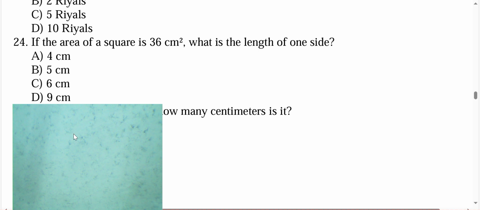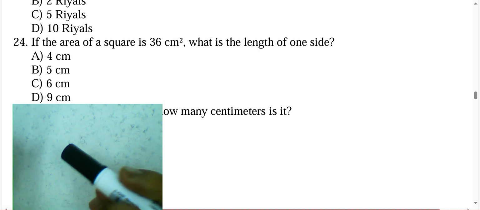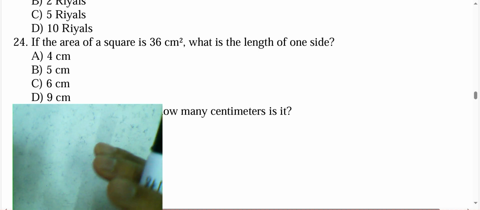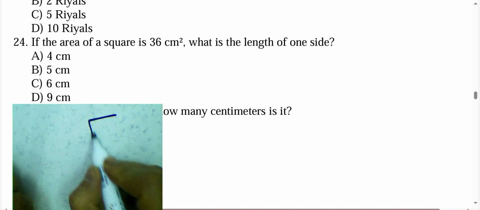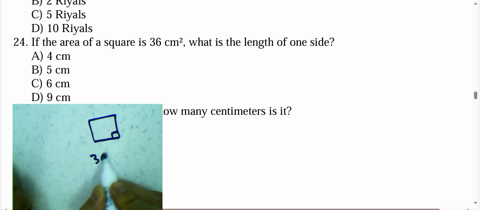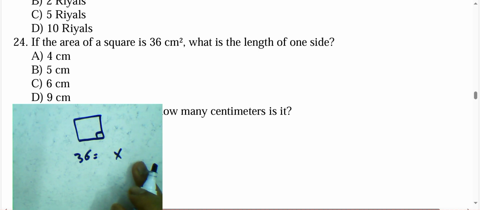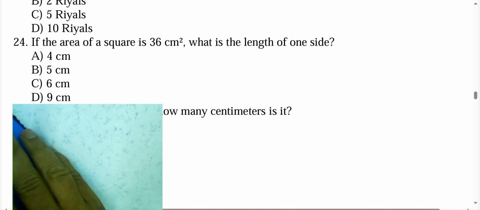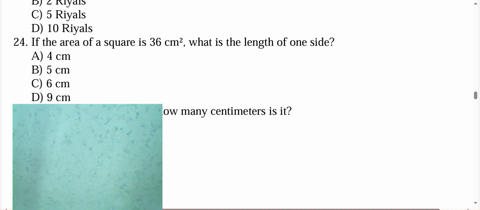Question number 24. If the area of a square is 36 square centimeters, what is the length of one side? We know a square has 4 sides of equal length, and the area of a square equals side times side. So what will the length of one side be? Ask yourself: what number multiplied by itself equals 36? It will be 6. 6 times 6 is 36. Then the length of one side will be 6 centimeters. Okay, the result will be 6 centimeters. Choose letter C, because 6 times 6 equals 36. The area of a square equals side times side.